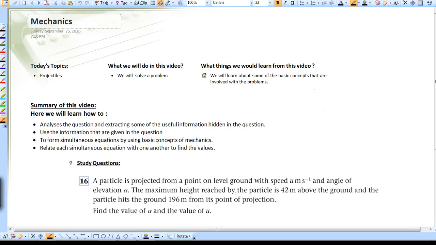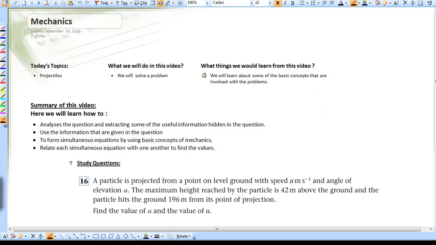Summary of this video: here we will learn how to analyze the question and extract some of the useful information hidden in the question. Use the information given in the question to form simultaneous equations by using basic concepts of mechanics. Then relate each simultaneous equation with one another to find the values.